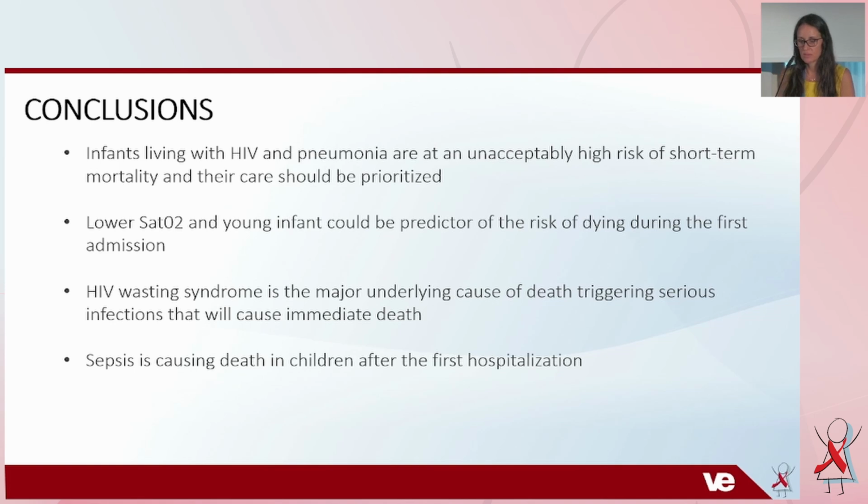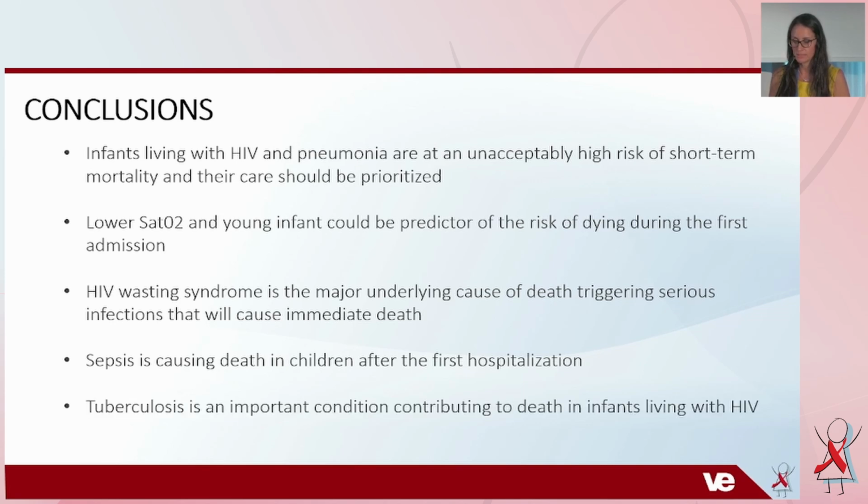Sepsis is a cause of death in children after the first hospitalization, and that maybe could make us think that the prophylaxis that the children are receiving is not preventing sepsis due to different microorganisms. Maybe we should think about what else we could give as prophylaxis to those children. And tuberculosis is an important condition contributing to death in these children.